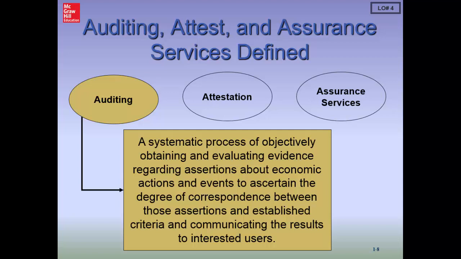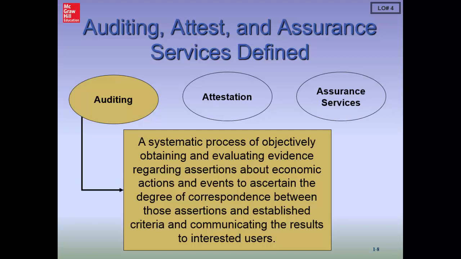So the official definition of auditing is that it is a systematic process of objectively obtaining and evaluating evidence regarding assertions, so you notice the assertion word here, about economic actions and events. These economic actions and events are the transactions that the organization goes through during the course of the year, to ascertain a degree of correspondence between those assertions and established criteria. The established criteria is the generally accepted accounting principles, and then we're communicating these results to interested users.